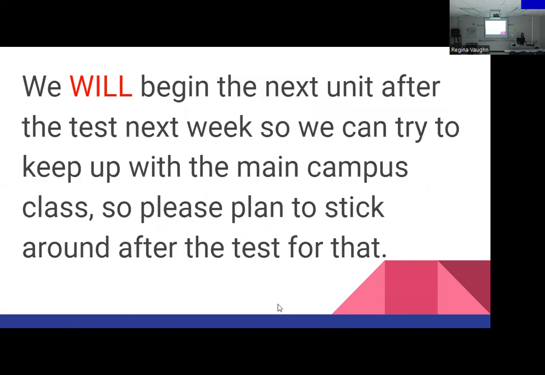Because I like to try to stay in the same basic place as the on-campus, main campus class, and they meet 3 times a week, or 2 times a week, where we only meet once a week. So we have to do things a little bit differently in order for us to stay where they are.